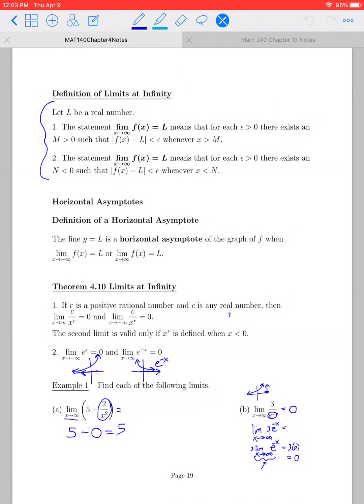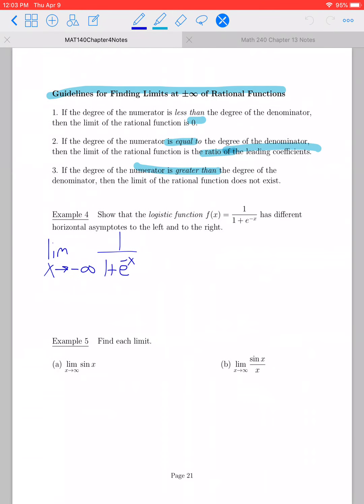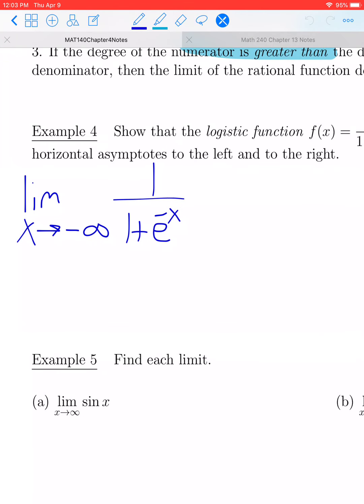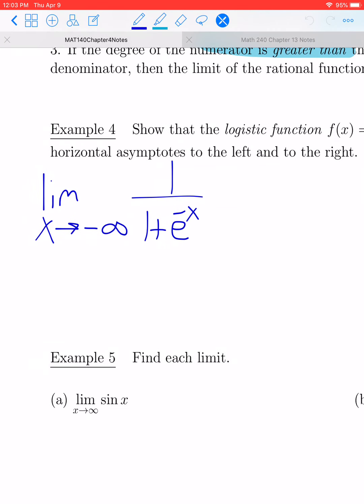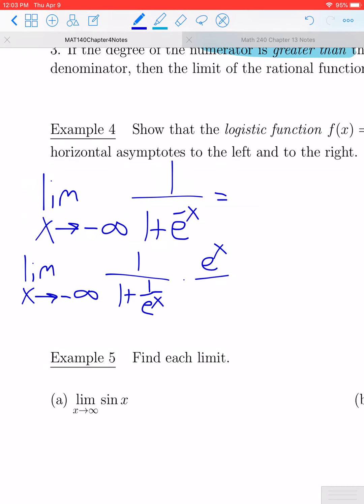So what we can do that will make it a little bit easier is, it'd be easier if we had an e to the x here. We can rewrite this limit as x approaches negative infinity as 1 divided by 1 plus 1 over e to the x. We get a complex fraction. Let's simplify this complex fraction. Multiply both numerator and denominator by e to the x. And this transformed it into the following.